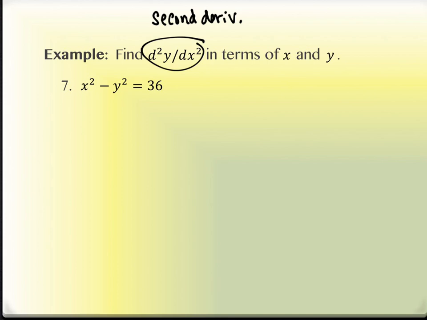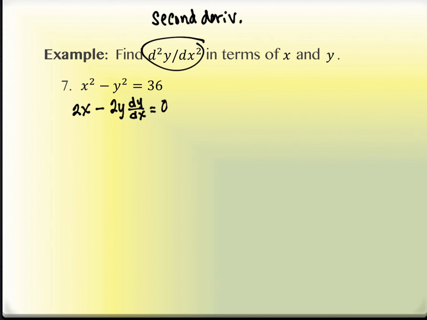Okay, that aside, what's the derivative of x squared? It's 2x. All right, let's try again. How about what's the derivative of y squared? 2y, and then what? dy/dx. And the derivative of 36? 0.